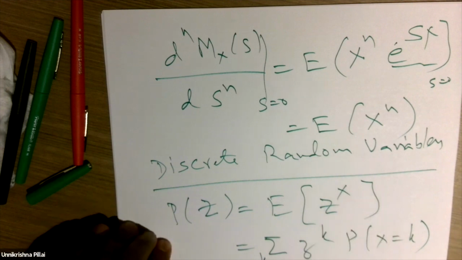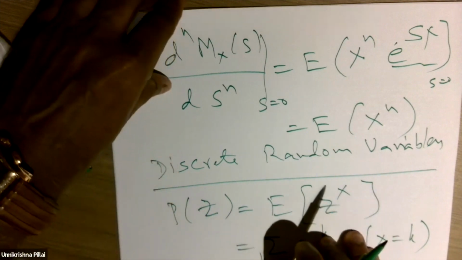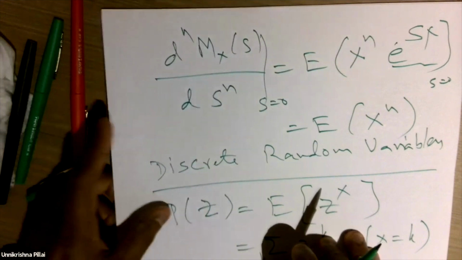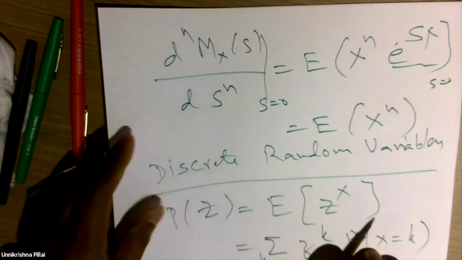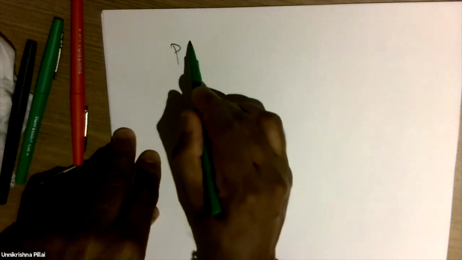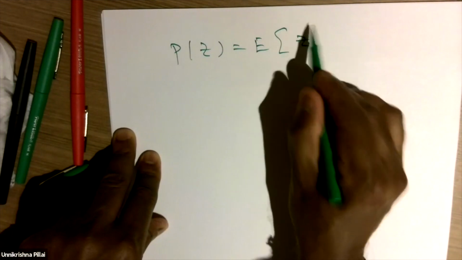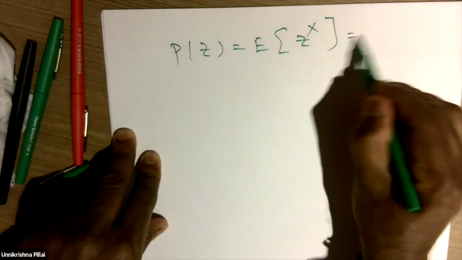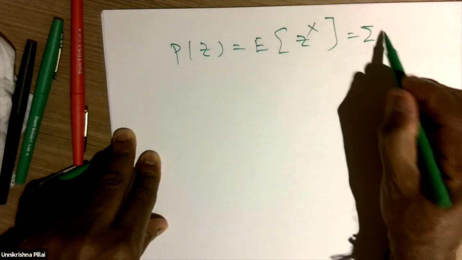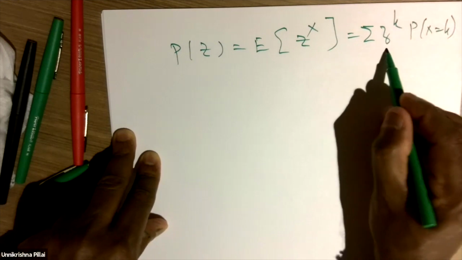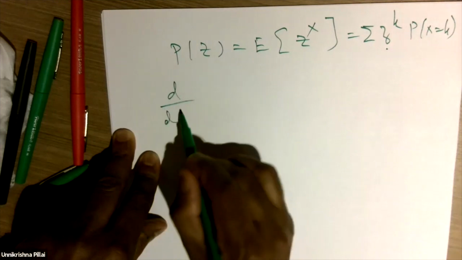So how do you find the mean and variance from the discrete random variable? I'm sorry, from the discrete moment generating function. We have P of z is E to the power zX, so this is the sum of z to the power k times the probability of X equal to k. Remember, z is only here. So let me take the derivative with respect to z.